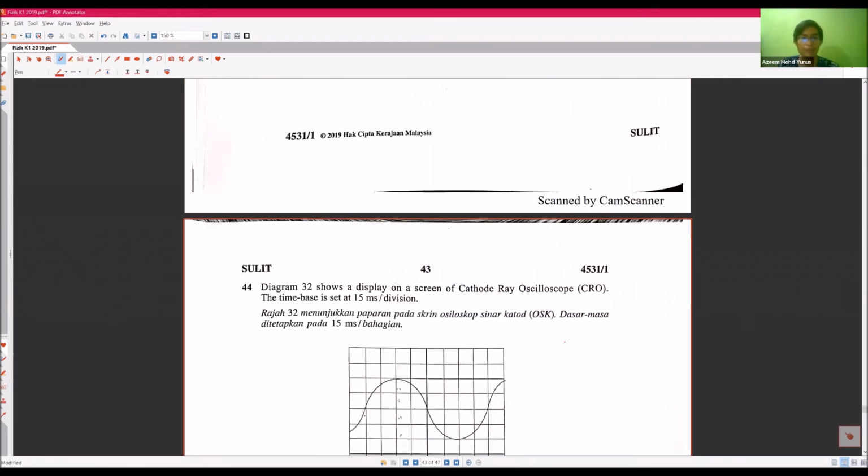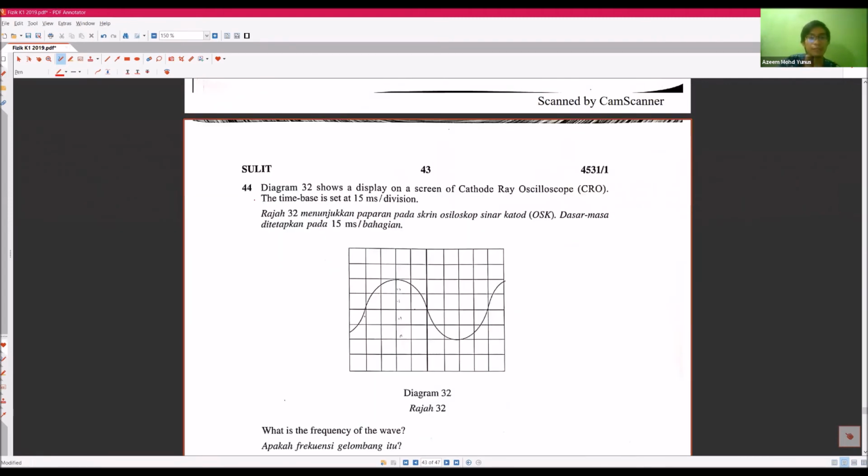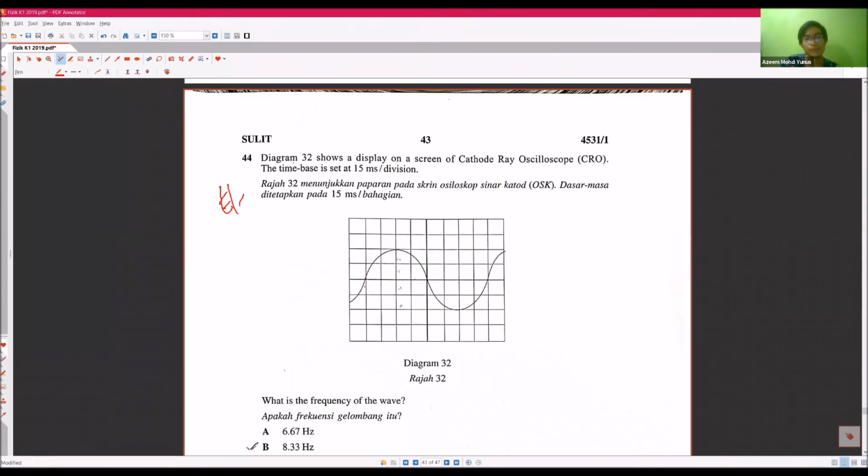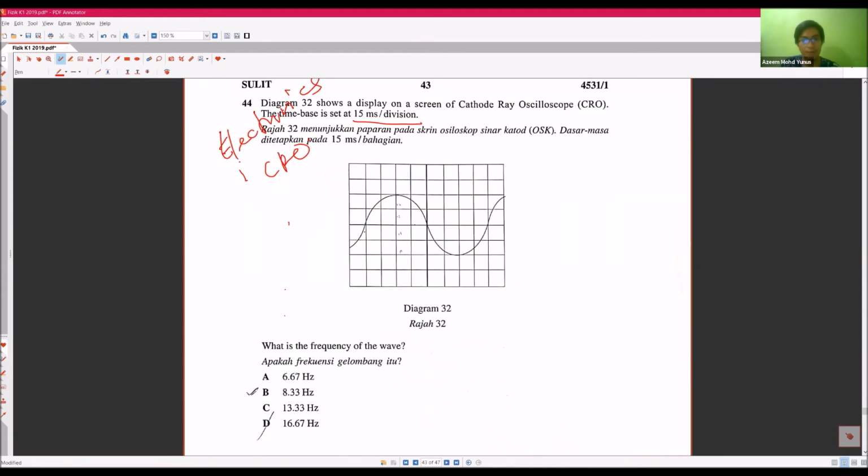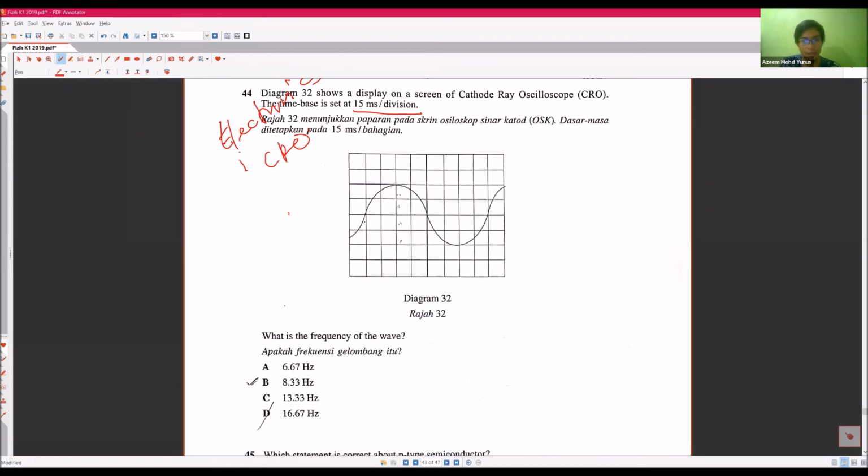Okay, number 44, electronic CRO. Diagram 32 shows a display on the screen of a cathode ray oscilloscope, CRO. The time base is set to 15 milliseconds per division. What is the frequency of the wave?